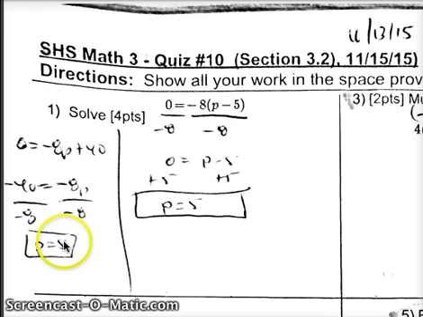Remember, the great thing about solving equations is you can always check your answer. You can take p equals 5. 5 minus 5 is 0. 0 times anything is 0.